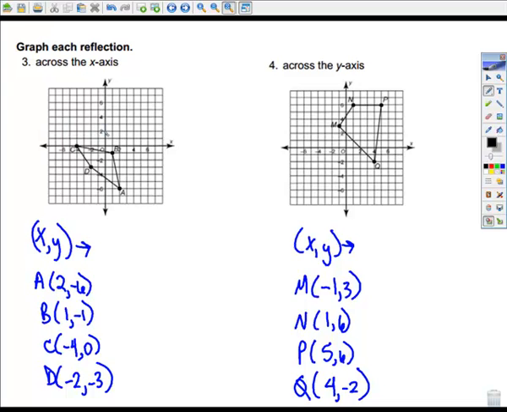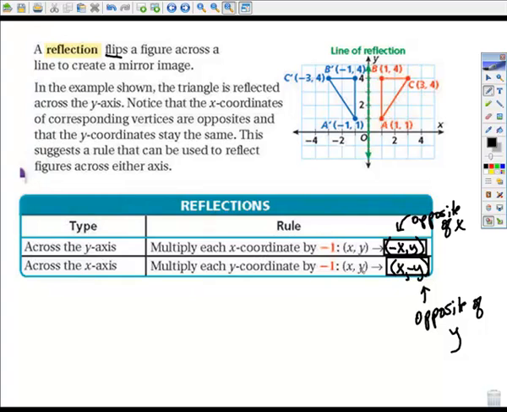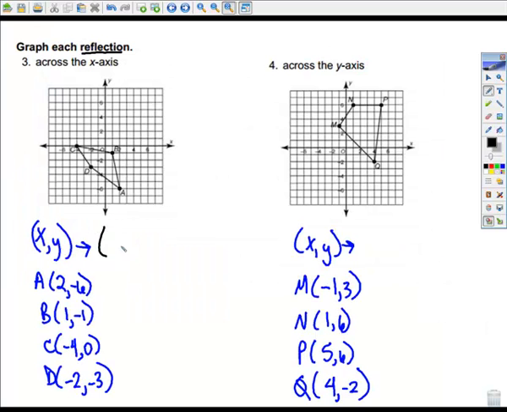Let's do a couple of these. We have this quadrilateral, and we're going to flip it or reflect it across the x-axis. So across the x-axis, remember, the y is what becomes the opposite. So we're going to make this x and then the opposite of y. So A prime is 2, positive 6. B prime is 1, positive 1.